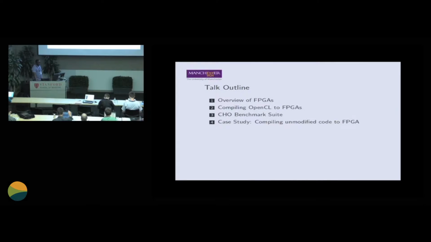The talk is going to follow this outline. I'm going to give an overview of FPGAs, because most people here don't have an FPGA and hardware background. I'm going to talk about compiling OpenCL to FPGAs. Then I'm going to talk about the benchmark. Then I'm going to talk a little bit more about a case study we did: if you take OpenCL code running on a CPU, how is the experience compiling it down to FPGA? How does it compare to compiling for CPUs?